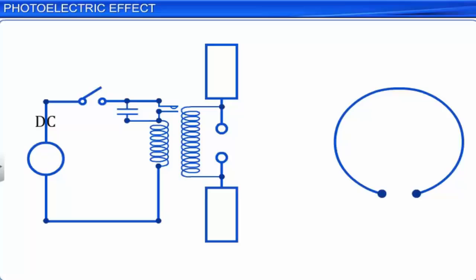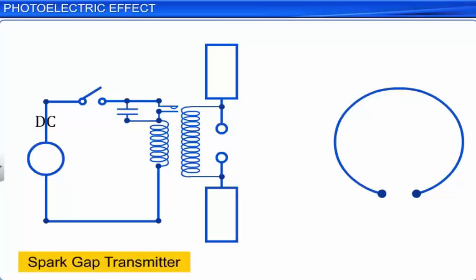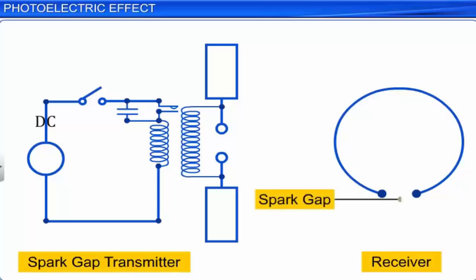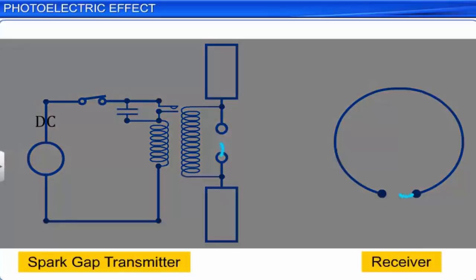His setup consisted of a spark gap transmitter and a receiver in the form of a coil with the spark gap placed at some distance from the transmitter. When a spark occurs in the spark gap of the transmitter, it produces electromagnetic waves, which are detected by the receiver, indicated by the sparking in its gap. To be able to see the spark better, he had placed the apparatus in a darkened box.